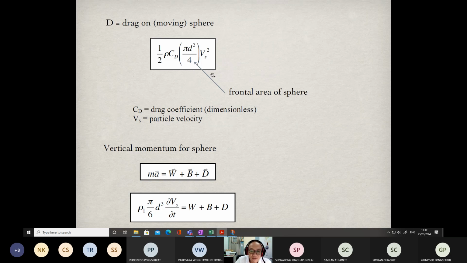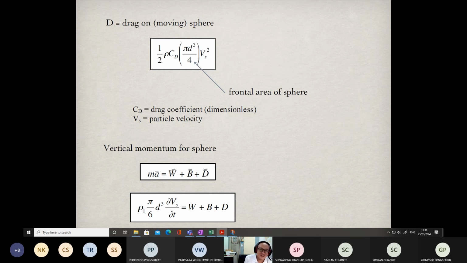The magnitude of the drag force depends on the frontal area of the sphere. Just imagine the sphere when we drop it in water. The frontal area is just the circle, right? Which is equal to pi d squared divided by 4. If I'm holding this paper, the frontal area is width times length. But if I drop it like this, the frontal area is just a line, really small.